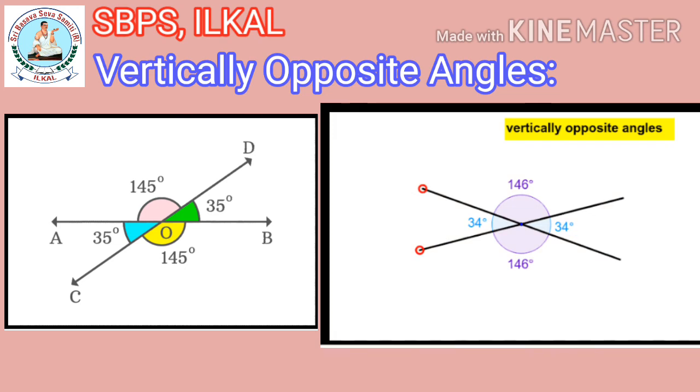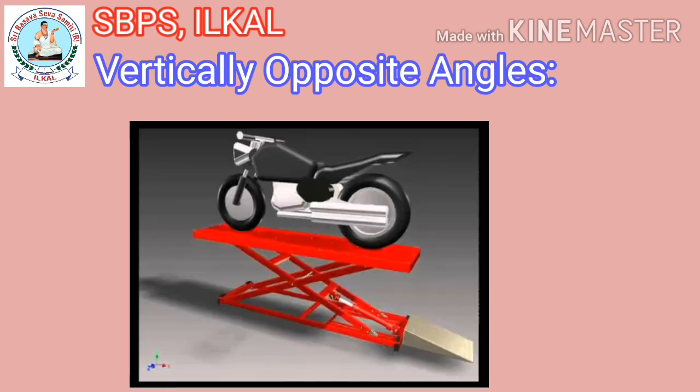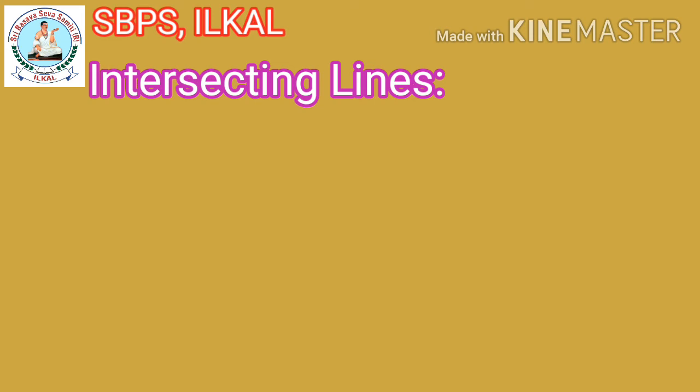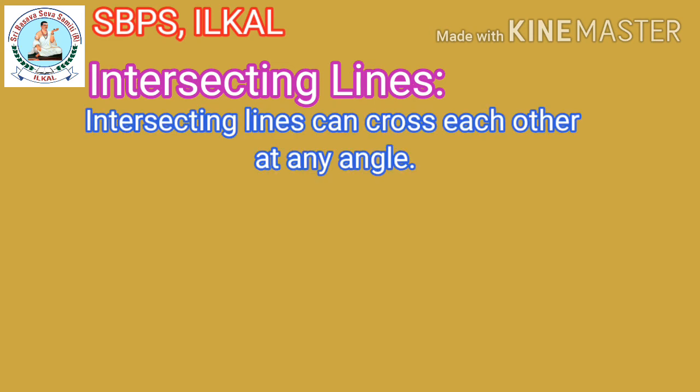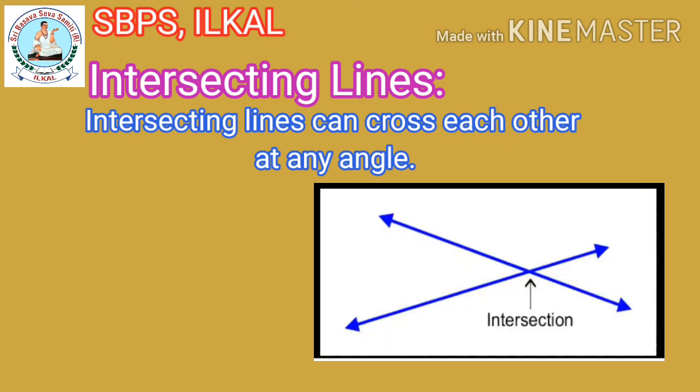In the same way, observe another example. Here also vertically opposite angles are equal, that is 34 degree is equal to 34 degree and 146 degree is equal to 146 degree. Observe the design of a table, children. A bike is standing upon that, is it? Here the design represents vertically opposite angles. The next word is intersecting lines. Intersecting lines can cross each other at any angle.